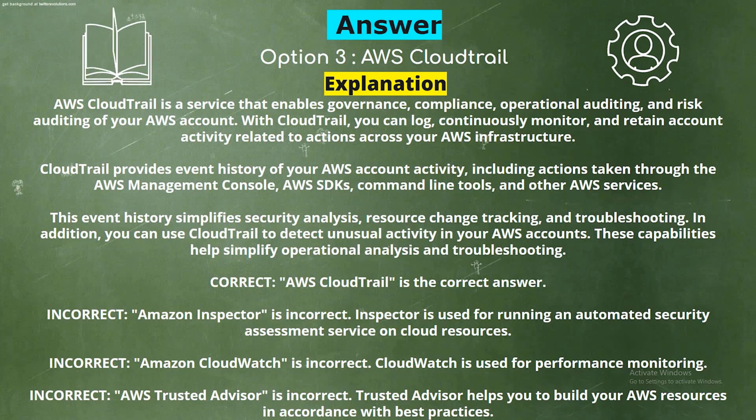Correct, AWS CloudTrail is the correct answer. Incorrect, Amazon Inspector is incorrect. Inspector is used for running an automated security assessment service on cloud resources. Incorrect, Amazon CloudWatch is incorrect. CloudWatch is used for performance monitoring. Incorrect, AWS Trusted Advisor is incorrect. Trusted Advisor helps you to build your AWS resources in accordance with best practices.